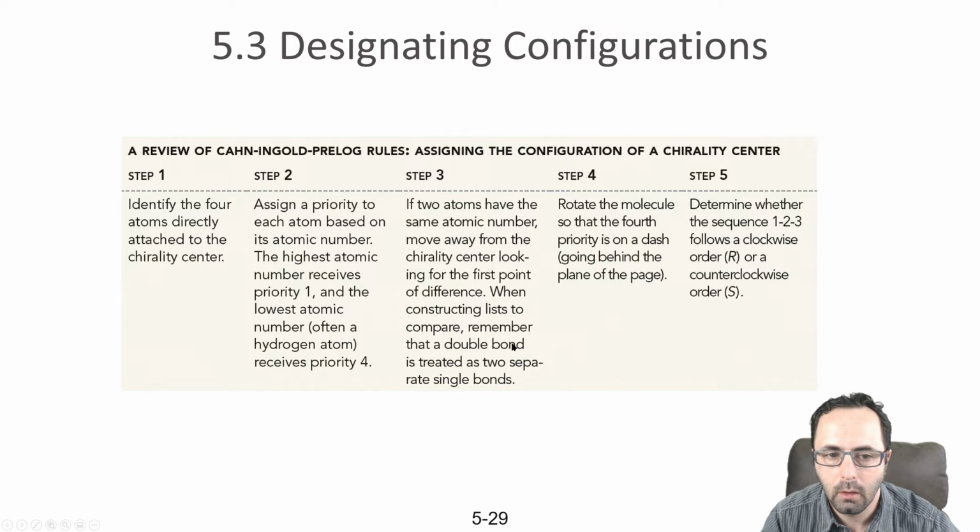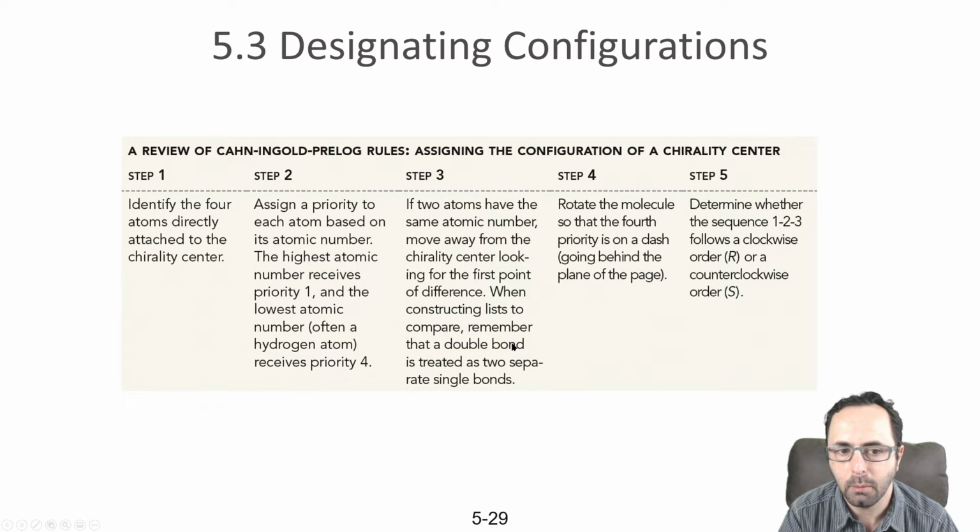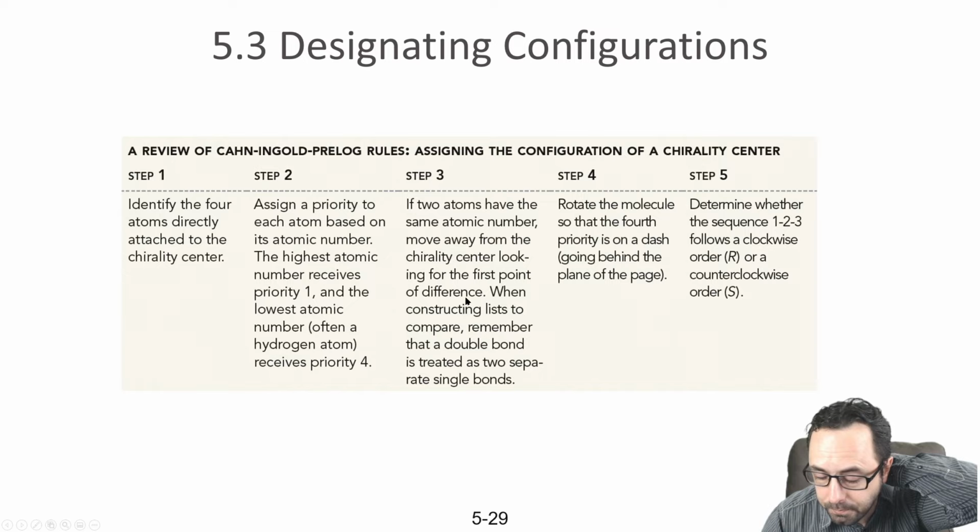So how to designate the R and S configurations. Number one, you have to identify that you have a chirality center with four different substituents attached. Otherwise, you don't have R and S. You don't have enantiomers. Assign a priority based on the atomic number. If two atoms have the same atomic number, you go down and look at each atom they're attached to and rank them in terms of atomic number, not considering the chiral center itself. You don't go backwards. You go further and further down the chain.